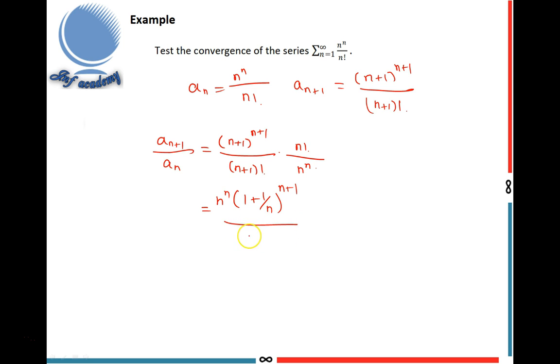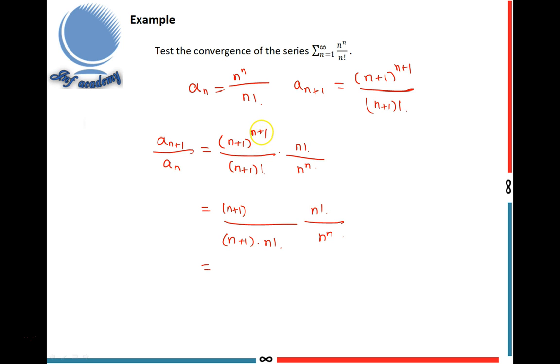Okay, next term is (n plus 1) factorial. I write (n plus 1) factorial as (n plus 1) into n factorial, and this is n factorial by n power n. So next, here n power n plus 1 is available, so this is wrong. I write this one this way, (n plus 1) into (n plus 1) whole power n.